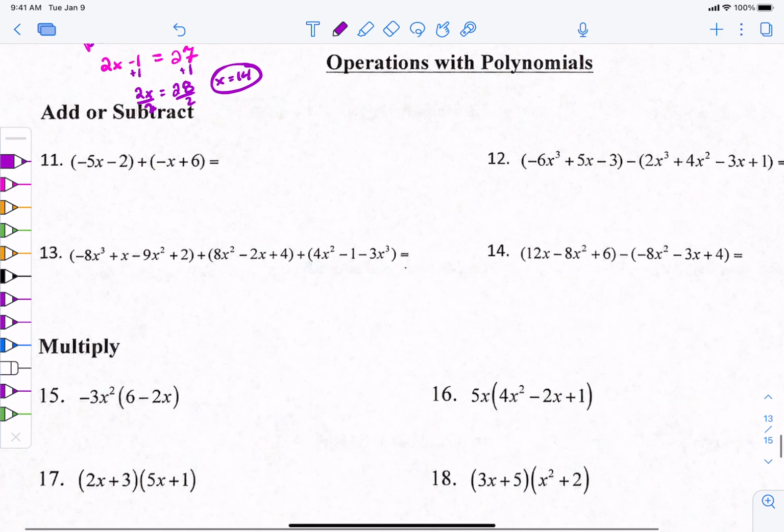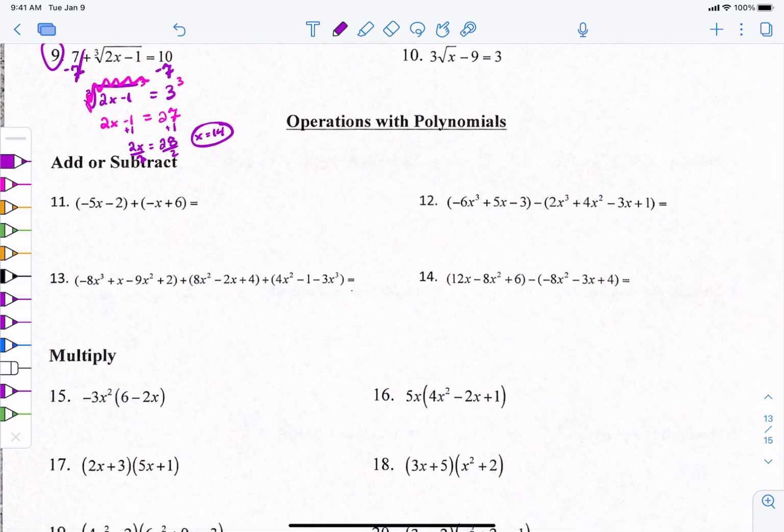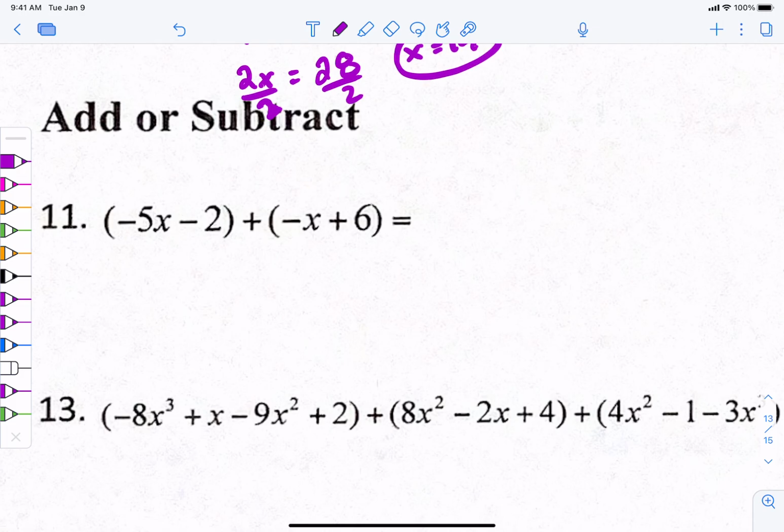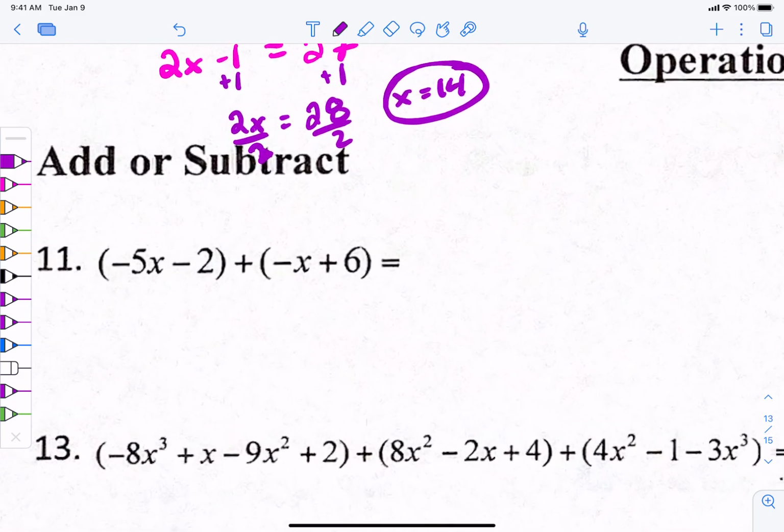Are we ready to move on to the bottom part? Operations with polynomials. So adding or subtracting, all you're doing here is combining like terms. Is this our homework? Yeah, well, the problems that we're not doing. What if x is the thing squared? Then you just square it at the end.